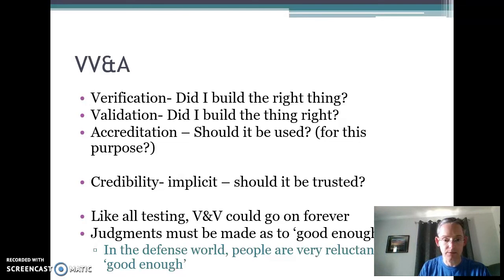You can do VV testing all day long, but it's got to get to the point where they say, yeah, this is good enough, and we're going to execute on this.